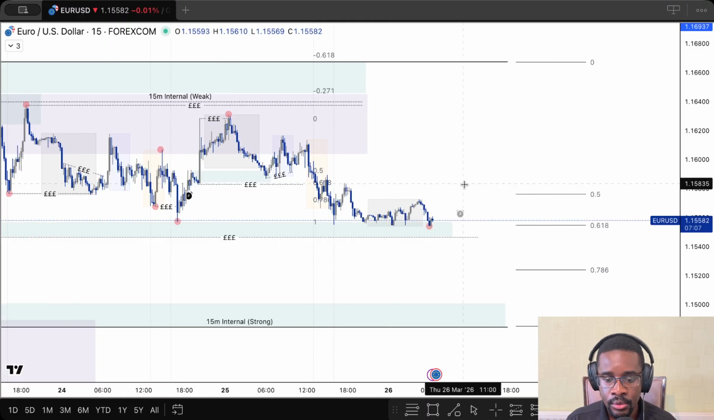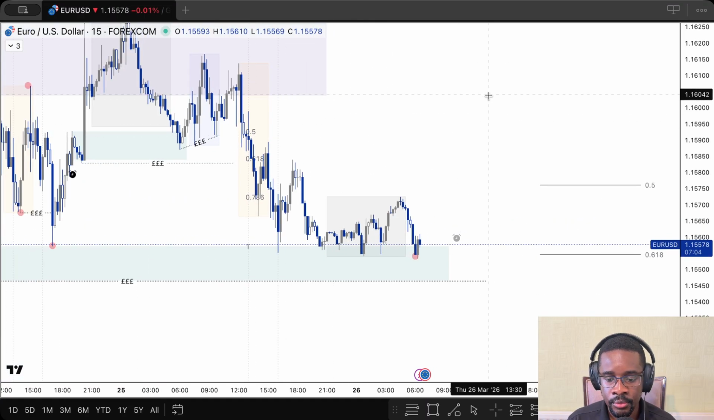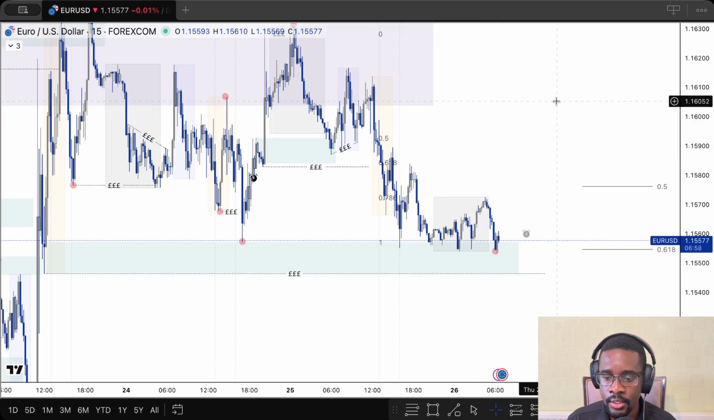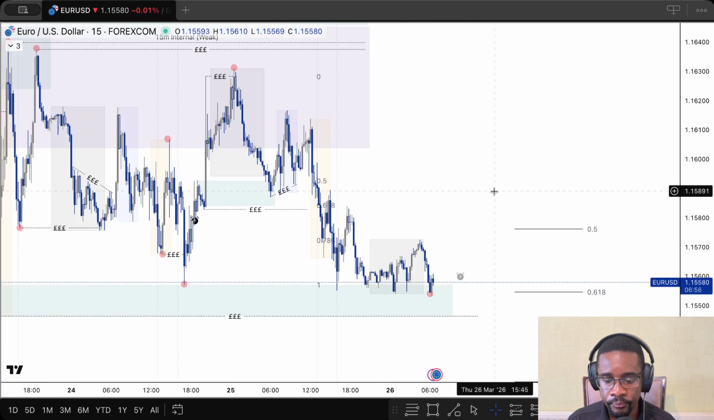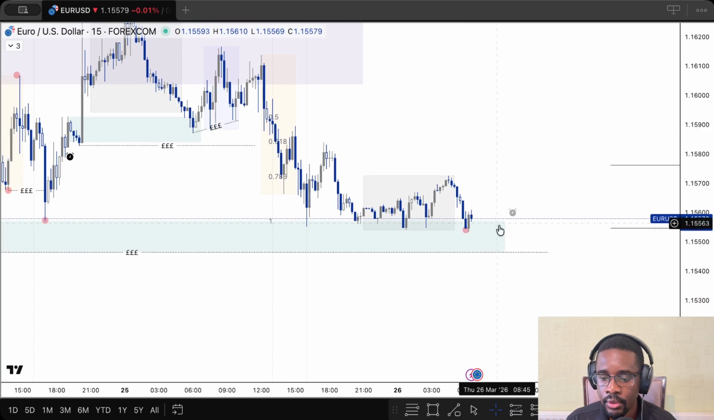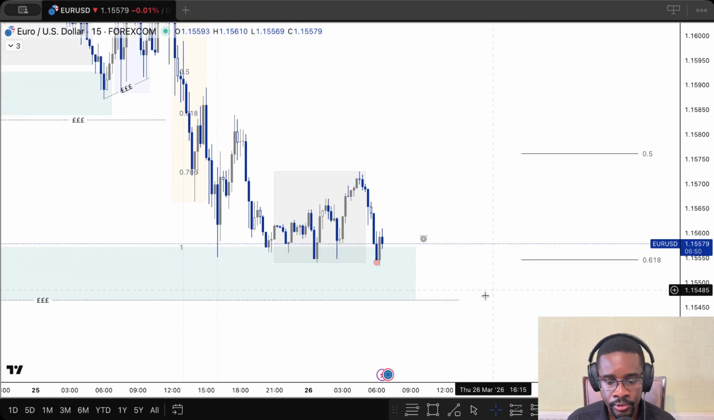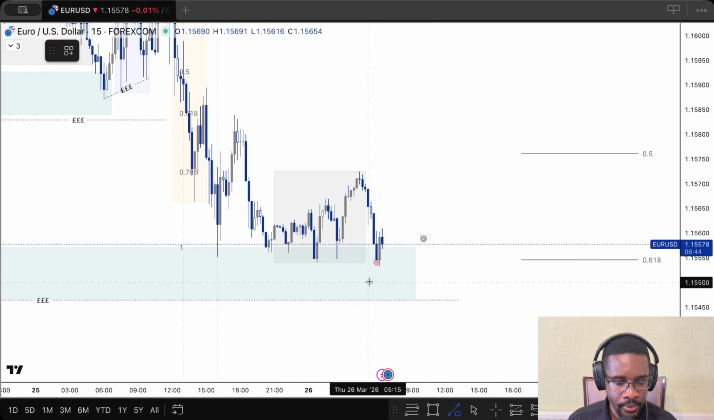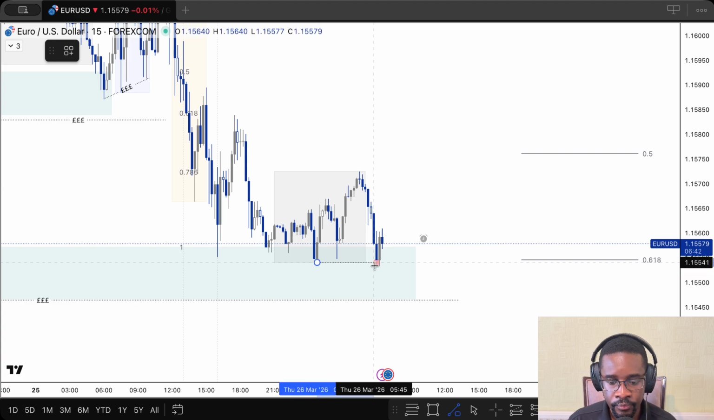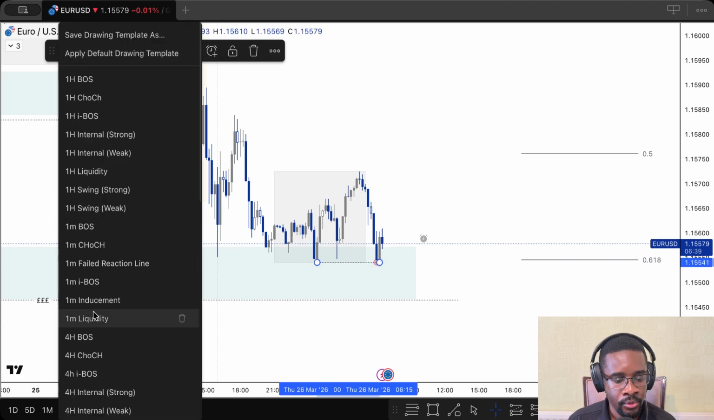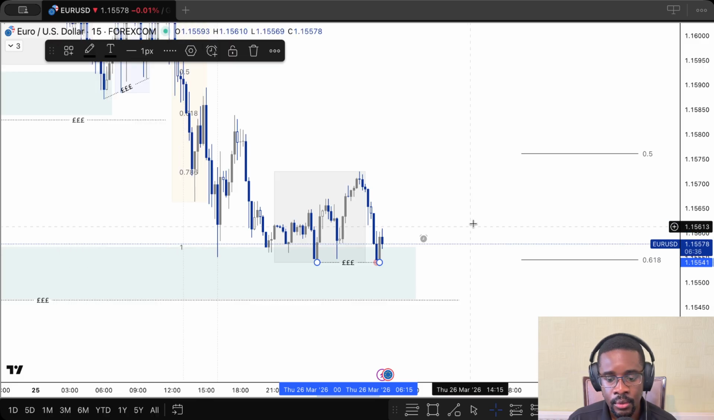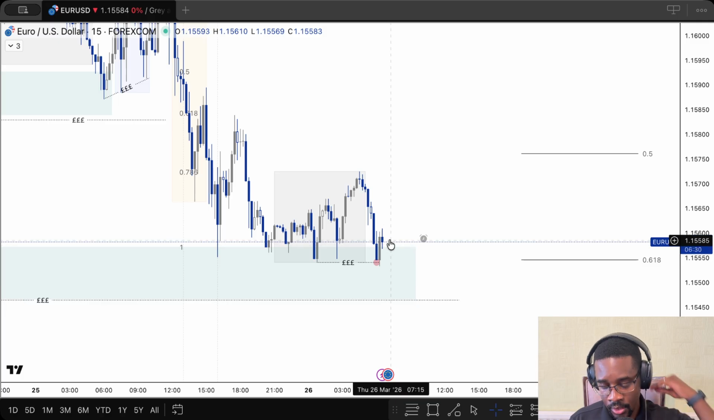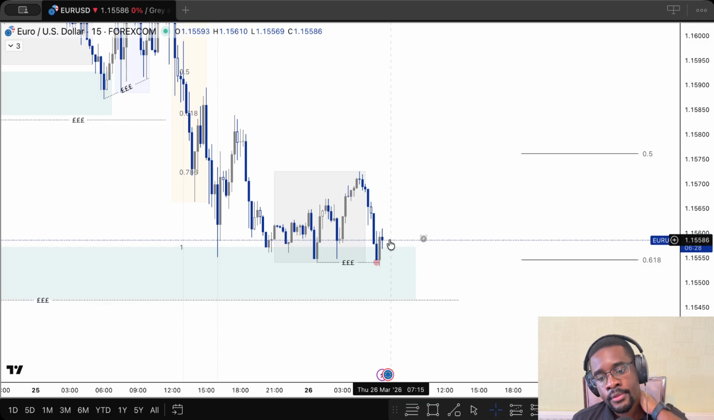So looking at the details and what to look out for today, let's see if we can find anything. This is what we have at the moment. Asia low has already been swept, so that's already been liquidated, and then we are reacting.